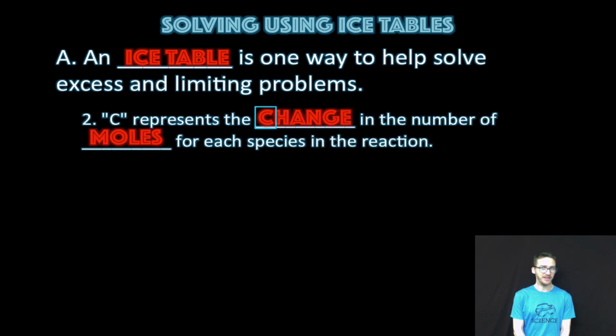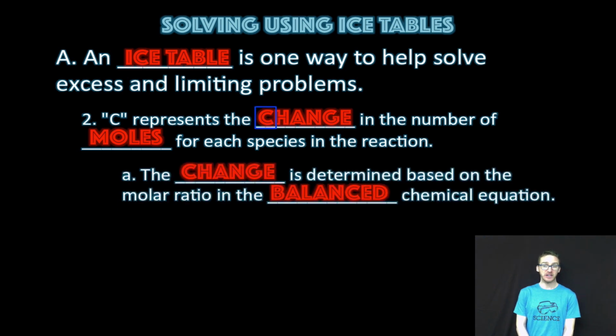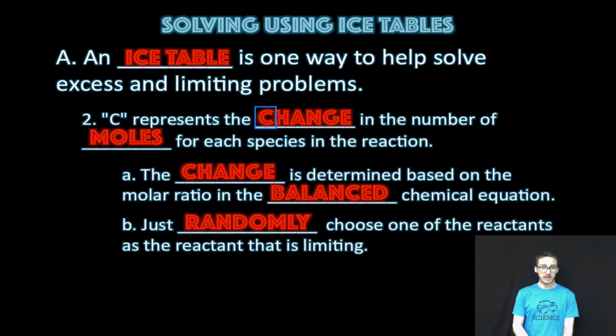The C in ICE table stands for change in the number of moles for each species in the reaction. It's important to note that the change is determined based on the molar ratio in the balanced chemical equation. The change happens stoichiometrically. Now, as you use ICE tables, you can just randomly choose one of the reactants as the reactant that's limiting. You'll know if you made the wrong choice, and this just becomes easier with practice.